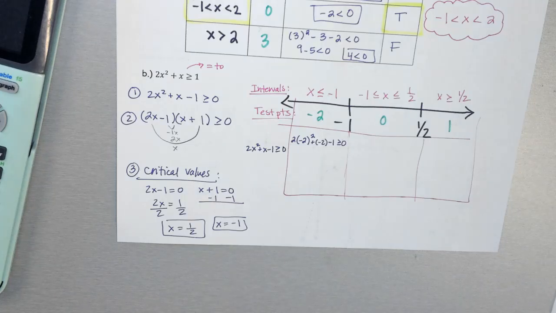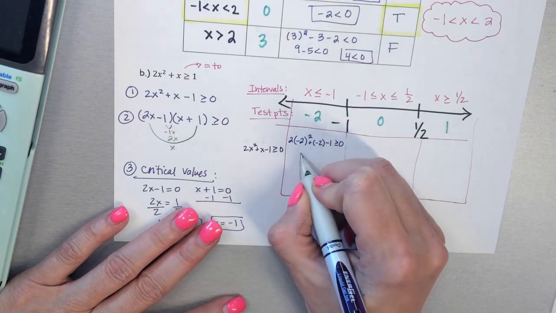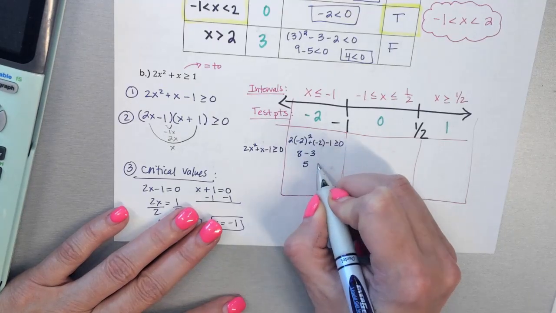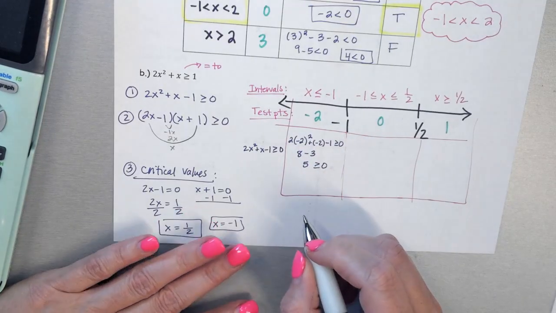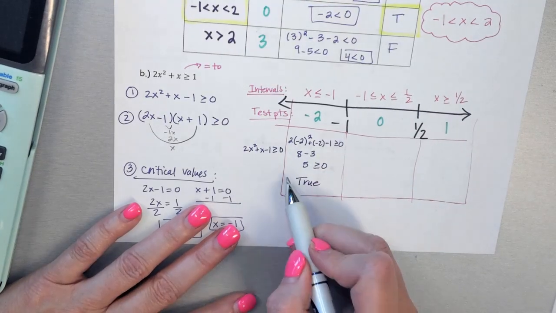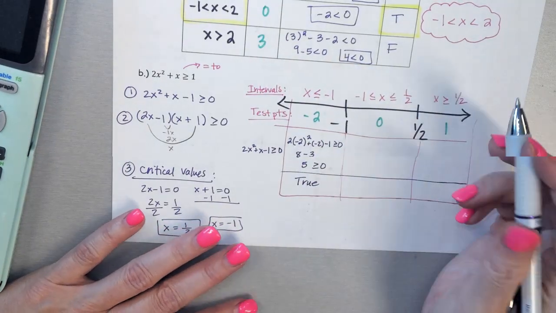All right, so you have to do the exponent before you multiply. So negative 2 squared is 4. 2 times 4 is 8. Negative 2 minus 1 is negative 3. So you should have 5 is greater than or equal to 0. And then you're going to tell me if that's true or false. So this is true. It's like we're making the same chart, but just a different direction.